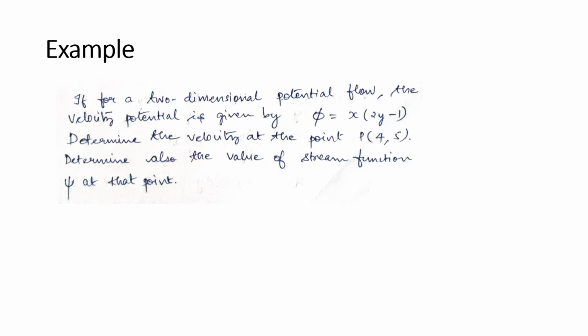Okay, so next we will go through a problem which is much more important. So let's continue. In a two-dimensional potential flow, the velocity potential is given by phi is equal to x into 2y minus 1. We have also discussed this. Determine the velocity at the point 4, 5. Determine also the value of stream function psi at that point. That means you are given the value of the potential function. Our potential function phi is given as x into 2y minus 1.